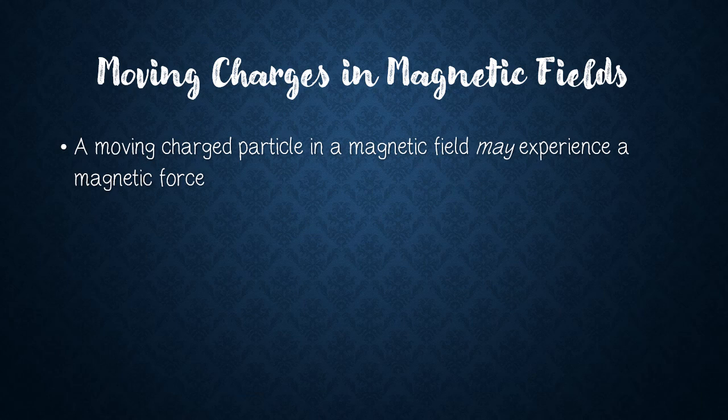The majority of this video will focus on charges that are moving through magnetic fields. One of the statements on the previous slide talked about how a moving charged particle in a magnetic field may experience a magnetic force. Notice that word may in there. I didn't say that it will experience a magnetic force, but it could possibly experience one. To understand why that word may is in there, let's take a look at the equation for the magnetic force on a moving charged particle.